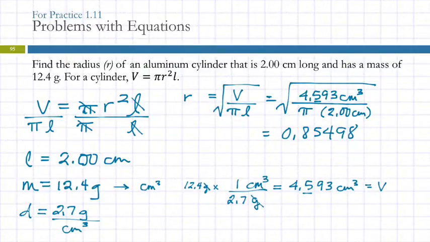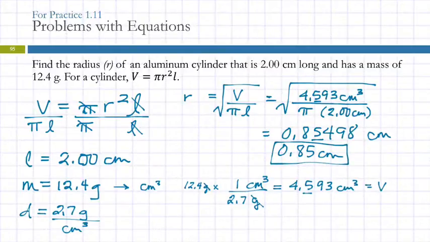What would the unit be on that? Centimeters. Because centimeters cubed divided by centimeters gives me centimeters squared, and then I take the square root of that, and so that's centimeters. Make sure that you can get your calculator to show you that number. How many sig figs? 2. Taking square roots could mess things up a little bit, but we're not going to worry about it. So 0.85 centimeters is the radius of my aluminum cylinder.